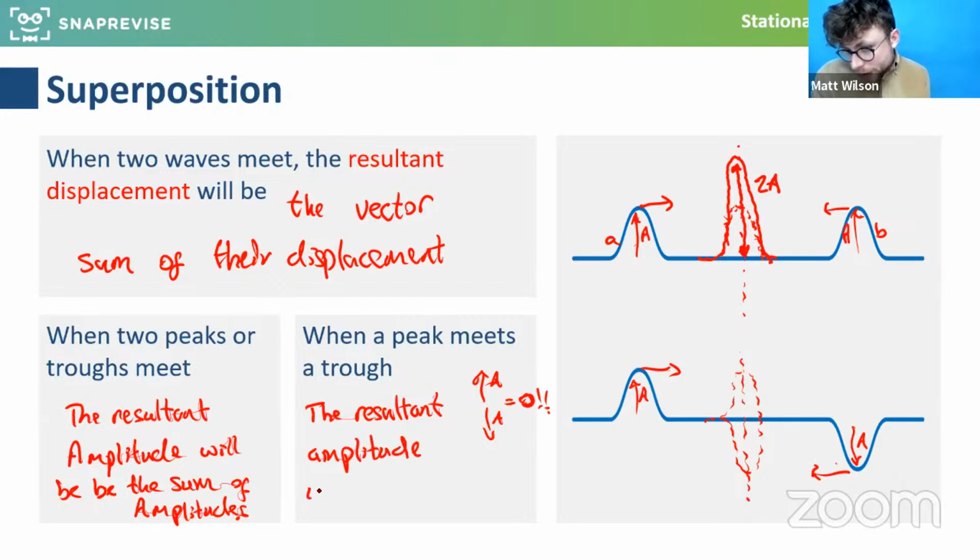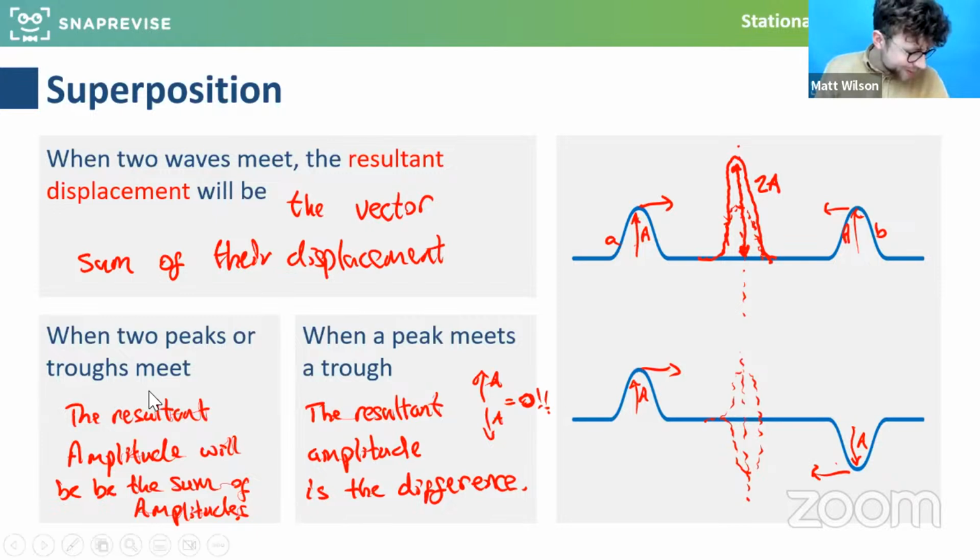So when a peak meets a trough, the resultant amplitude is given by the difference. Here, the difference was 0. If one was bigger than the other, then yeah. Yes, I am the teacher. I should know that's true.